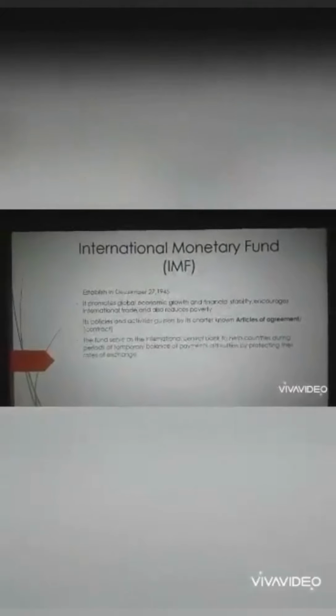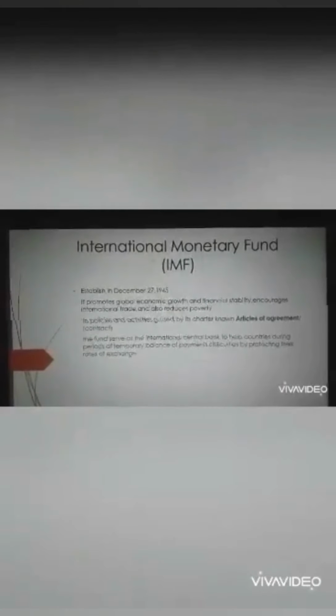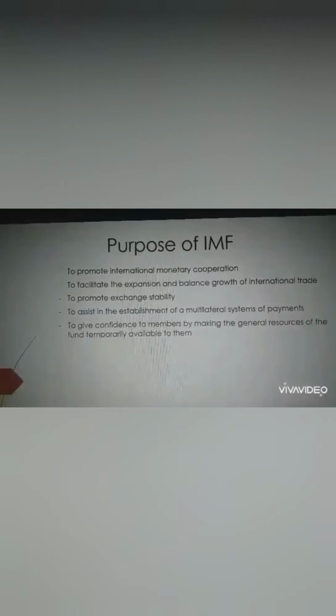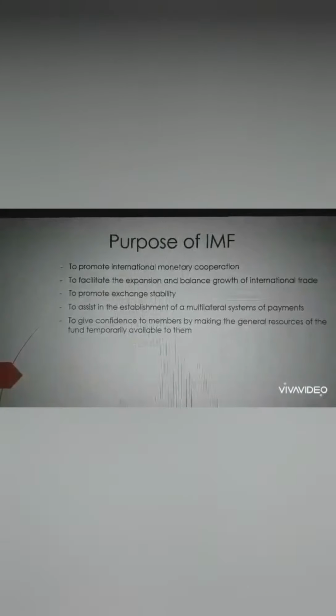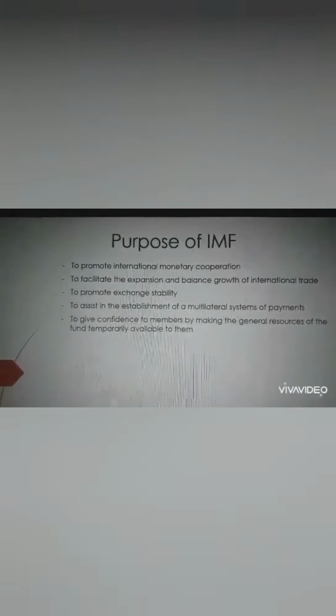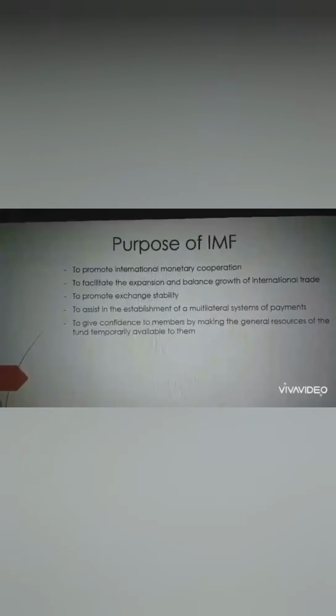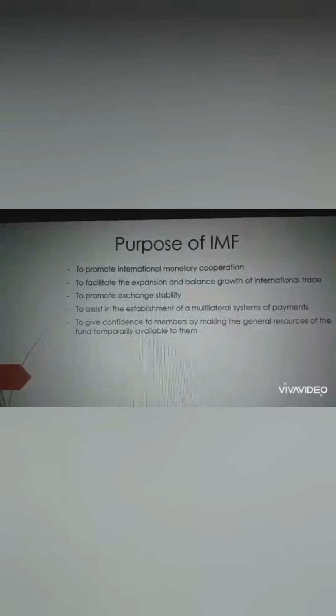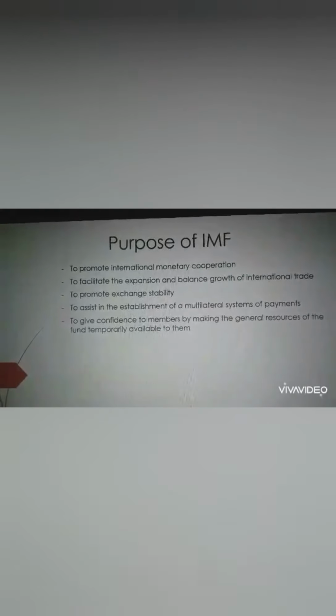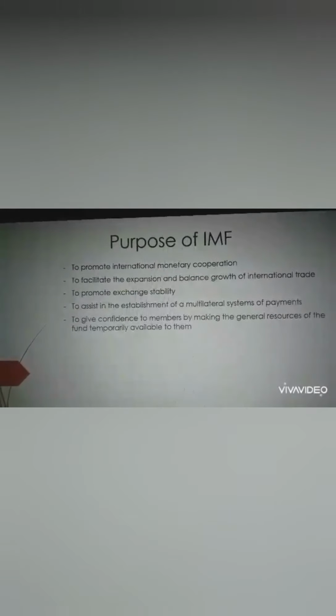The fund serves as an international central bank to help countries during periods of difficulty. To promote international monetary cooperation to facilitate the expansion and balanced growth of international trade. Para mapadali at mapalawak, mabalanse ang paglago ng international trade. To promote exchange stability, para ma-maintain ang pakikipag-ayos ng mga miyembro.